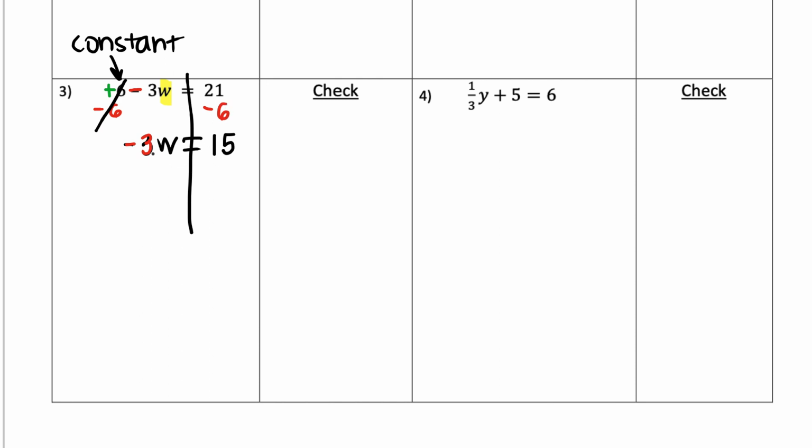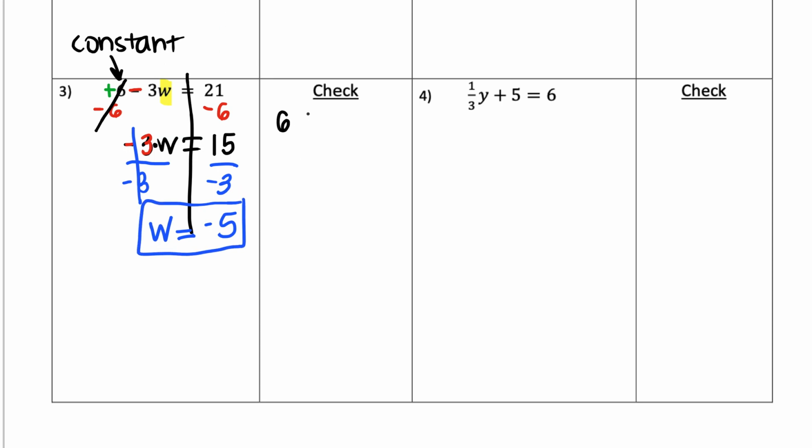So in order to finish solving, I read my problem and it says -3 times w. So again, we want to do the inverse of what we see. The inverse of multiplication is division, and we'll divide by -3 on both sides. -3 divided by -3 makes +1, which leaves us with 1w, or just w, and positive 15 divided by -3 gets me -5. So my solution should be w equals -5.